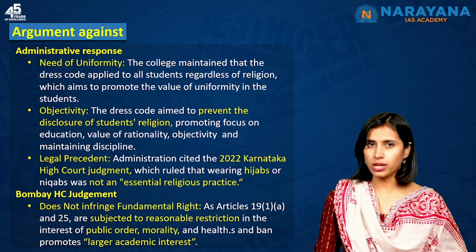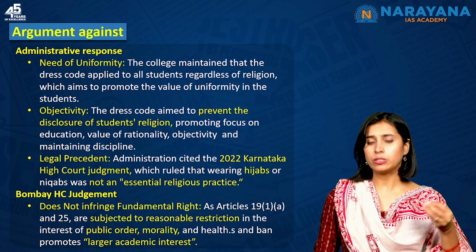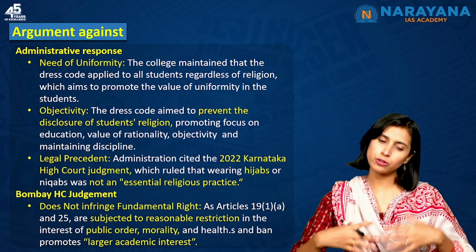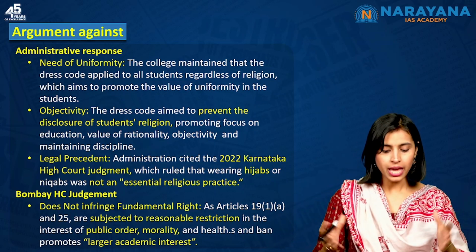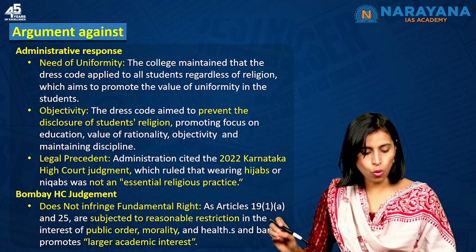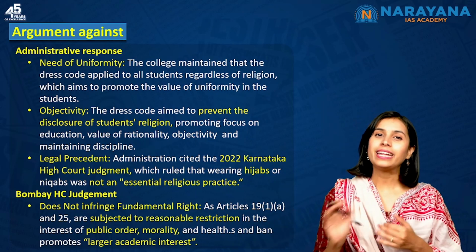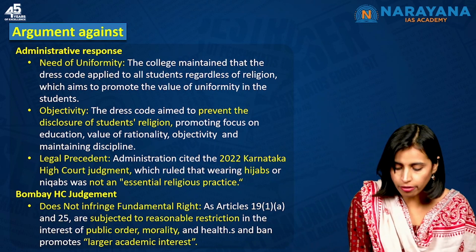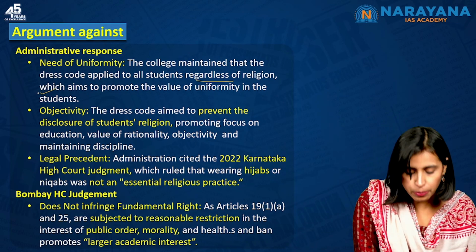They say the school is a place which promotes rationality and objectivity, and thus the school has to be a place where students can rise above their religion. And thus the institute says that by applying a uniform code, they are actually preventing discrimination. They are promoting uniformity among all the students regardless of what religion they belong to.